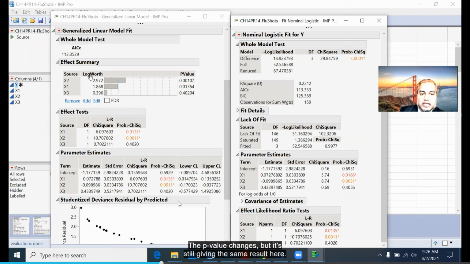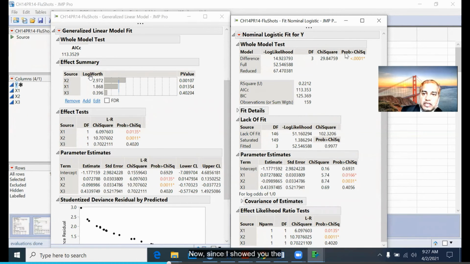The p-value changes, but it's still giving the same result here. So this one is insignificant, this one is insignificant, these two are significant, and only this one is insignificant. Is it clear? For simple logistic regression, you will not see any changes. Still our model conclusion is the same because the parameter estimate does not change. But we always make it continuous to see the logistic regressions. But you can do it both ways.